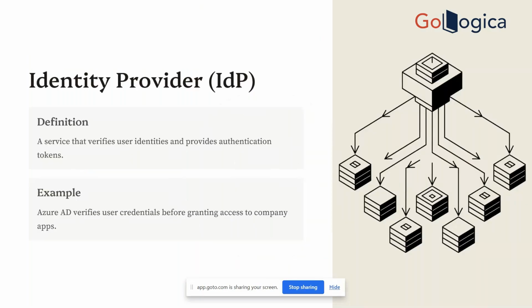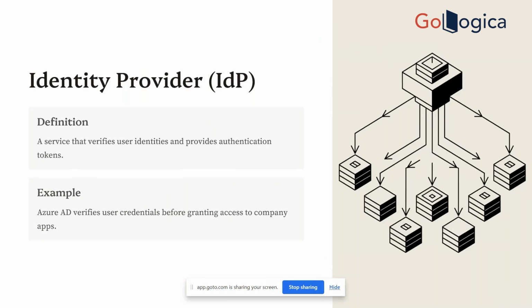Now there is a term called IDP. There are two things which are very important in the identity and access management area. IDP, so what exactly does IDP mean? IDP means the identity provider: who is providing the identities, who is managing the identities, who is securing the identities. We call it an identity provider, a service that verifies user identity and provides an authentication token.